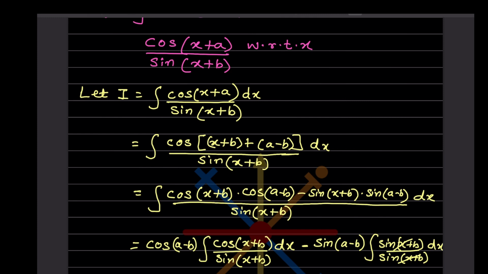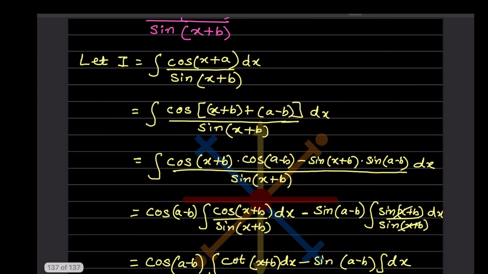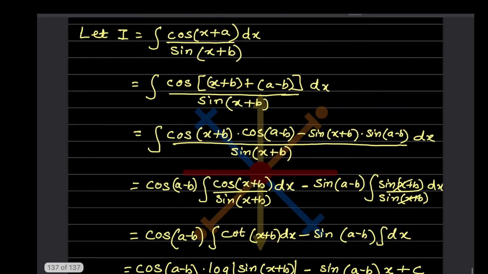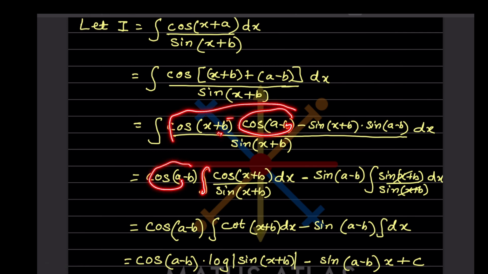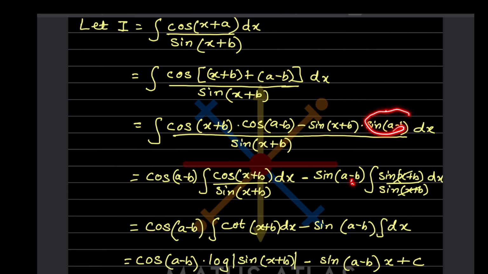So now here after this one, this is cos of a plus b, so that is the formula, that is cos a into cos b minus sin a into sin b. So this is the formula for cos of a plus b. So now the denominator is this, and this is dx. So now look at here, we can take this cos a minus b outside here, and in the integration what remains here, considering this part, is cos x plus b divided by sin x plus b dx. And again here we can take this sin a minus b outside the integration sign. So what remains here is this and this one.